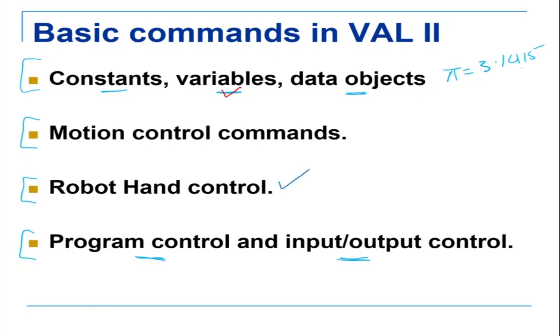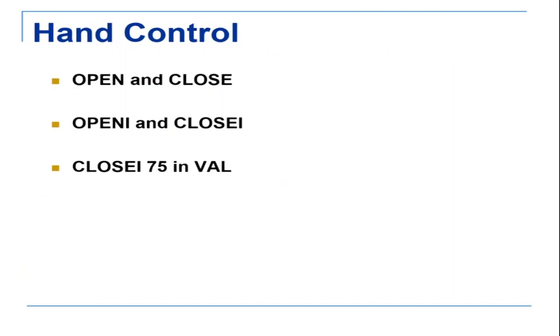Now in terms of hand control, there are OPEN and CLOSE. Let's write a very simple program here. This is a part which is kept here, and this is my point P1. P1 is already taught. Now the robot manipulator is somewhere here, doing something.